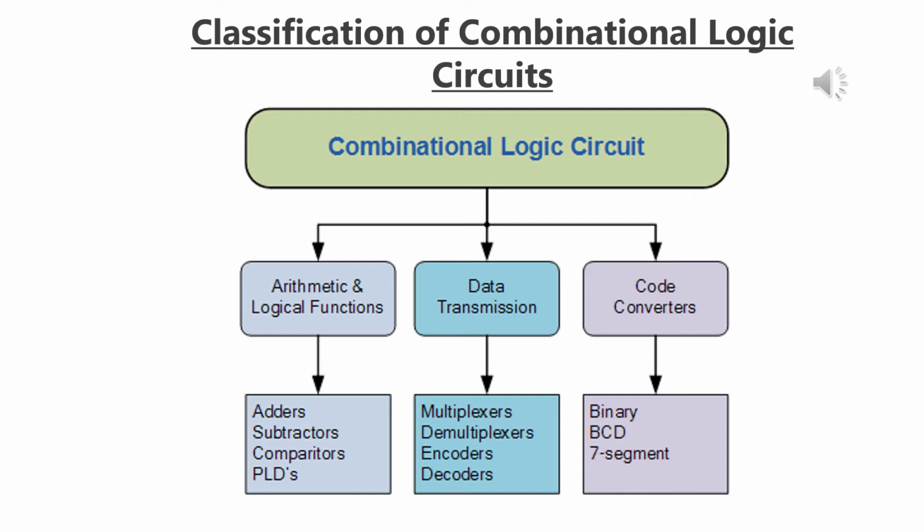So we all know arithmetic and logic functions means the combinational circuits designed can be adder, subtractor, comparators, etc. And for data transmission, we have to construct multiplexer, demultiplexer, encoder and decoder circuits. And for code conversion, we can have binary to gray code and gray to binary code and BCD to 7-segment display that can be considered for code conversion combinational logic circuits.